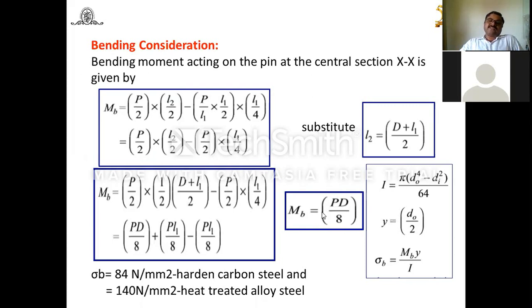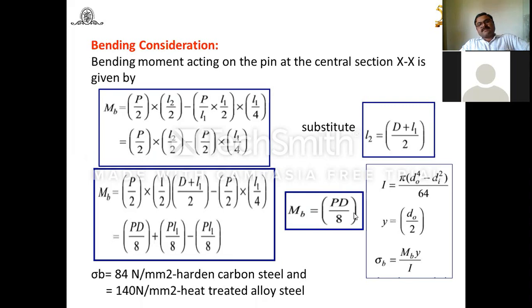This is the bending moment. And once you know the bending moment, you can easily find out the bending stress induced in it. Again, as usual relation, sigma B is equal to MB Y by I. Y is the distance from the neutral axis, that is dO by 2. And I is equal to pi by 64 into d raised to 4 minus di raised to 4, hollow, because the gudgeon pin or piston pin is a hollow cylindrical part. So you can substitute this value, you will get here sigma B. In this way, we can consider the bending of the gudgeon pin or piston pin also.